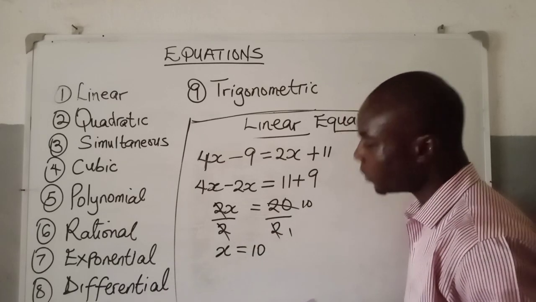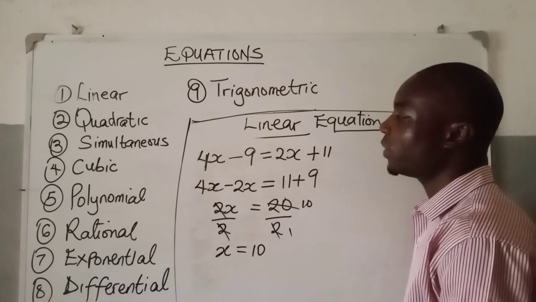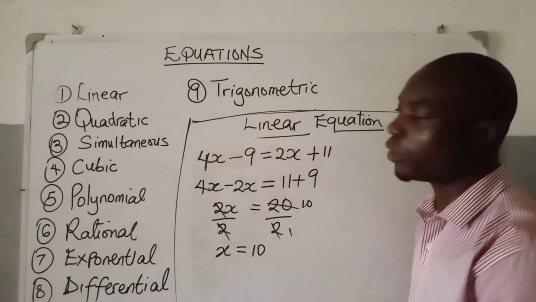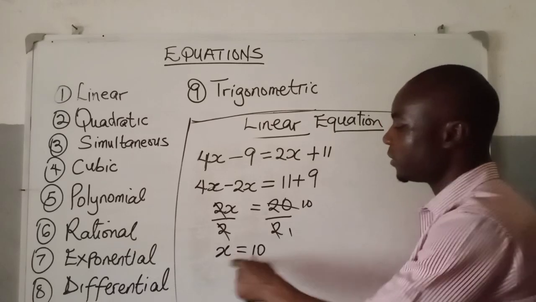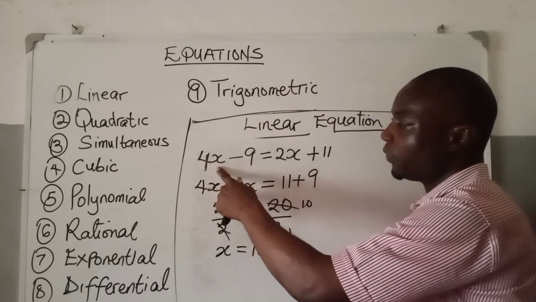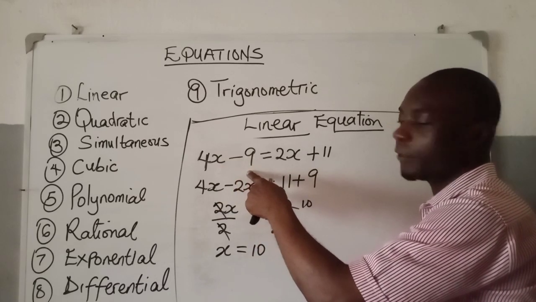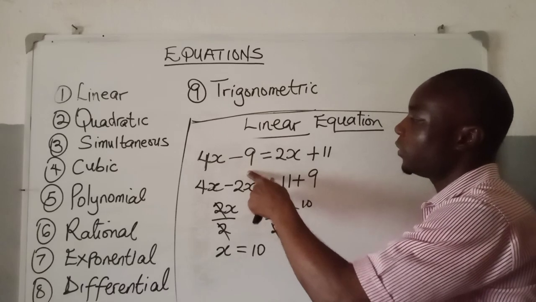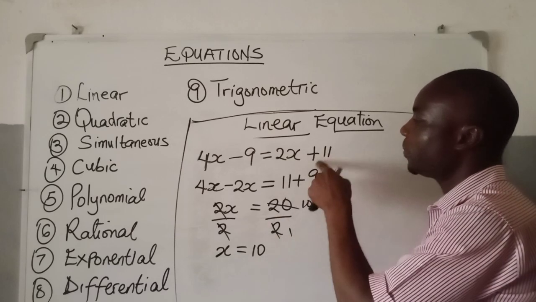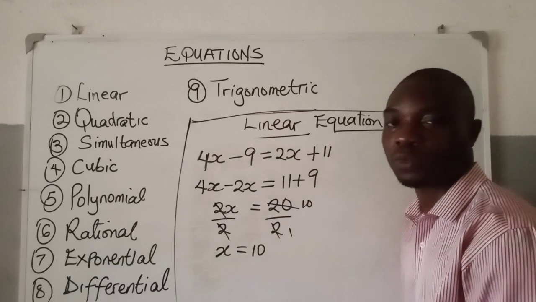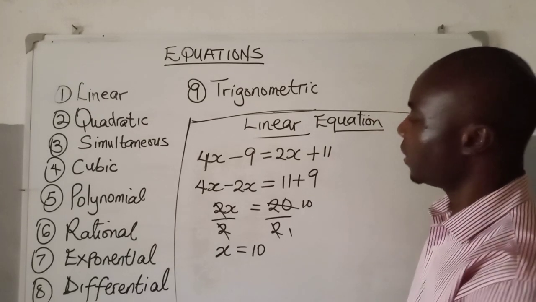So similarly, when we substitute the value of x into this equation, we'll discover that what is on the right hand side is equal to what we have on the left hand side. So x is 10. So 4 times 10 is 40. 40 minus 9 will give us 31. We have 2x, which is 2 times 10, which is 20. 20 plus 11 will still give us 31. So what's on the right hand side is obviously equal to what is on the left hand side.